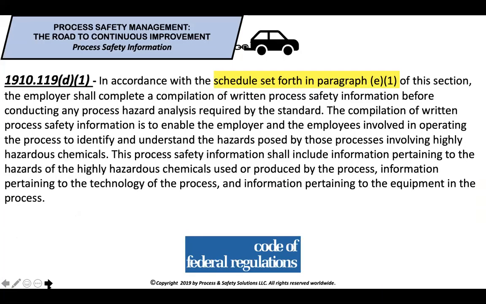So let's look at the regulation real quick, and I'm not going to read this whole thing, but essentially it says, in accordance with the schedule set forth in paragraph E1, E1 being the PHA element of PSM, the employer shall complete a compilation of written process safety information before conducting any process hazards analysis required by the standard. So it really says that you need to compile all that information before doing the PHA. As I stated earlier, if you don't have accurate process safety information, then your PHA is not going to be very accurate as well.